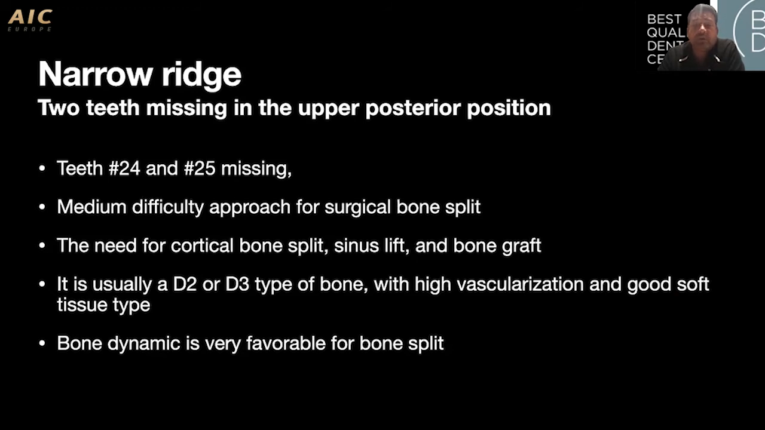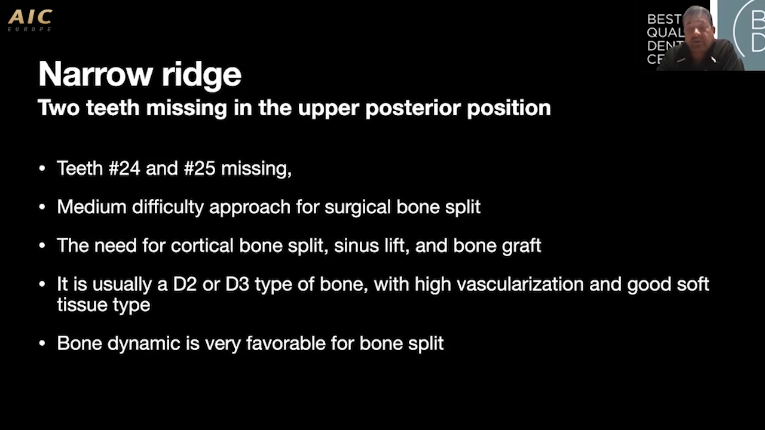We have the need for cortical bone split, sinus lift, and bone graft. So basically, we have the need of 3 procedures at the same moment of surgery: cortical bone split, sinus lift, and bone graft. So the 3 at the same time. It usually is a D2, D3 type of bone with high vascularization and good soft tissue type. So that's one of the good things. And the bone dynamic is very favorable for bone split.